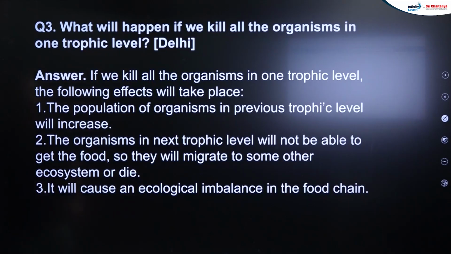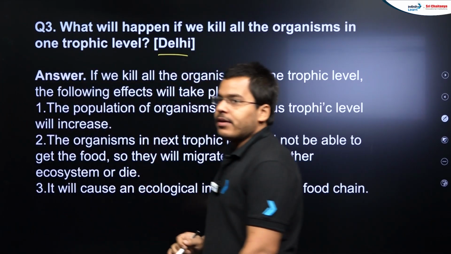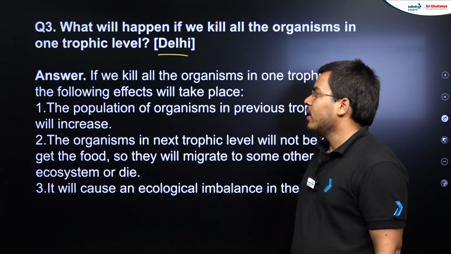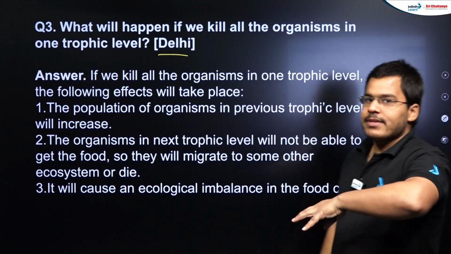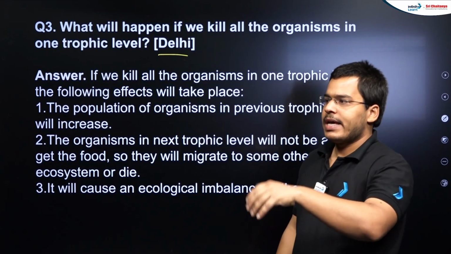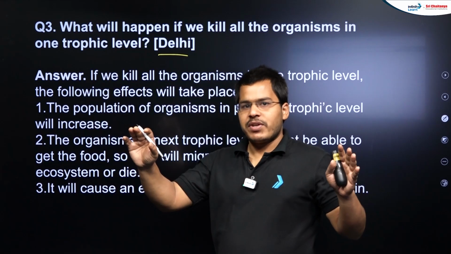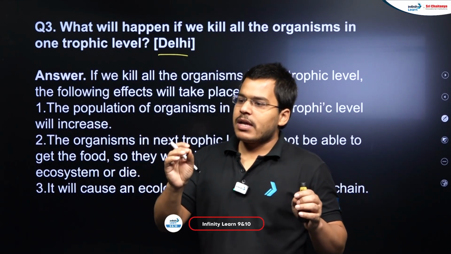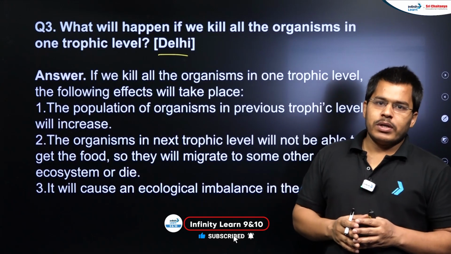Now students, next question: what will happen if we kill all the organisms in one trophic level? You can see, students, in Delhi it was earlier there, so it's a question, there is already a PYQ. The similar question we can see: we are killing all the animals at producer level, we are killing all the animals at secondary consumer level. You will be given a food chain, and the question will be like that, we are killing all the animals of this level. So students, the answer is going to be similar only, right?